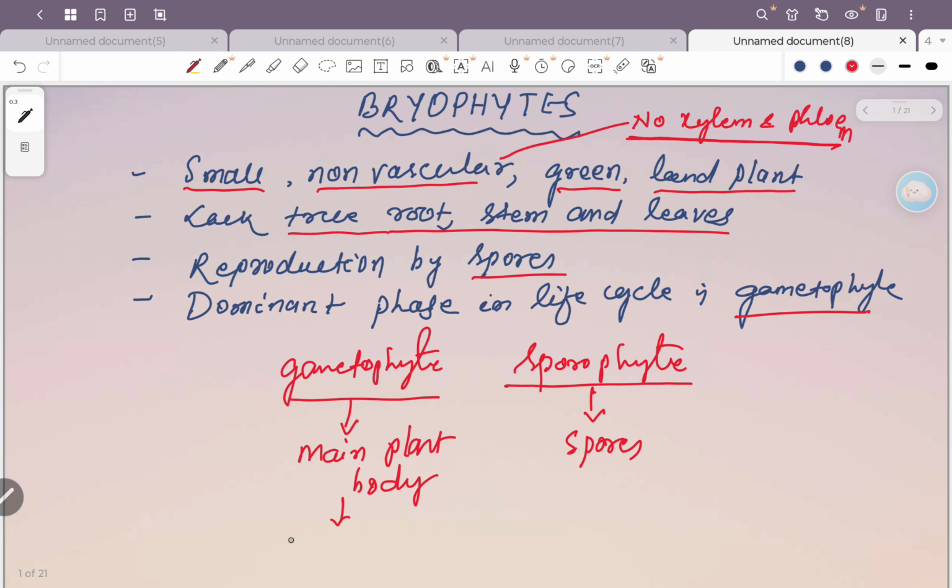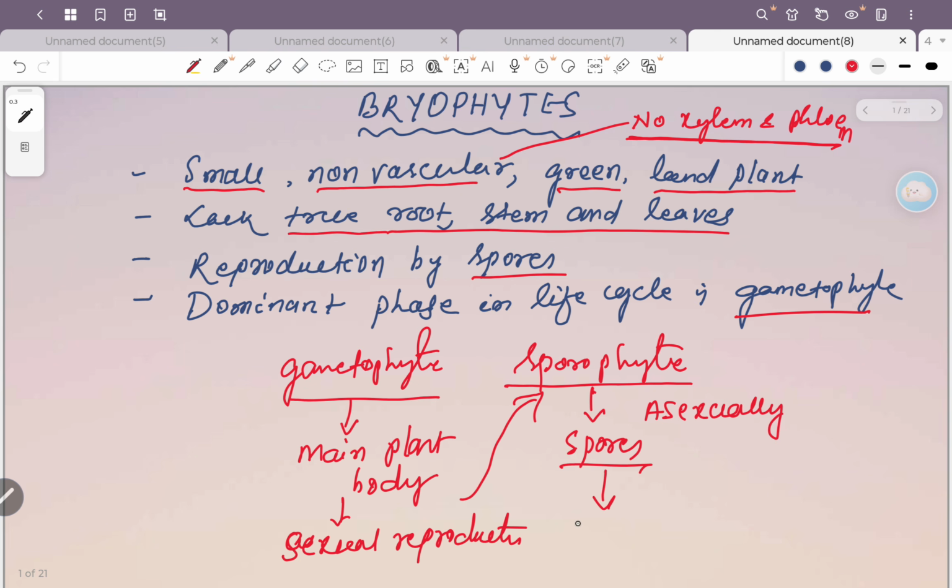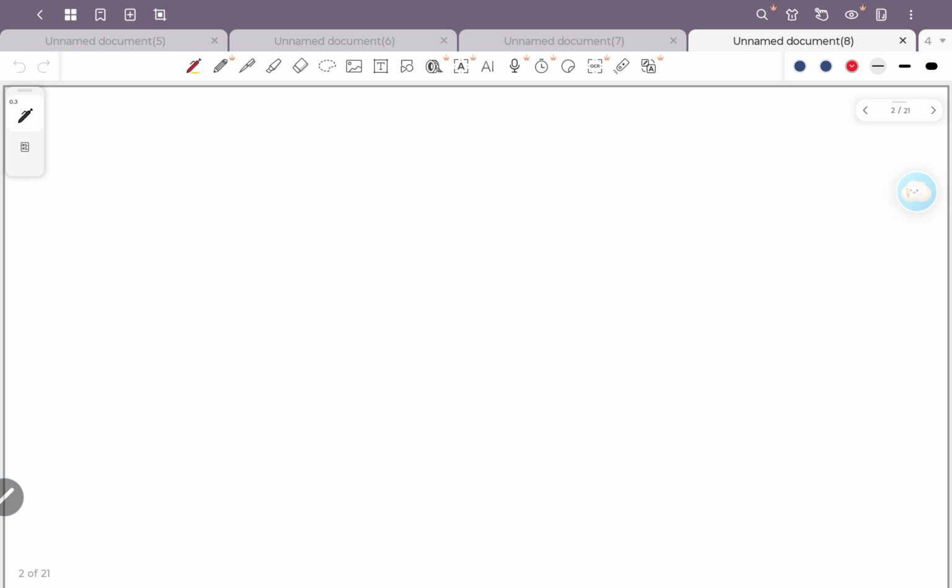So this undergoes sexual reproduction and gives rise to sporophyte. Now sporophyte reproduces asexually by the production of spores, and then the spores give rise to gametophyte. Okay, so this part we'll be discussing under the heading reproduction.